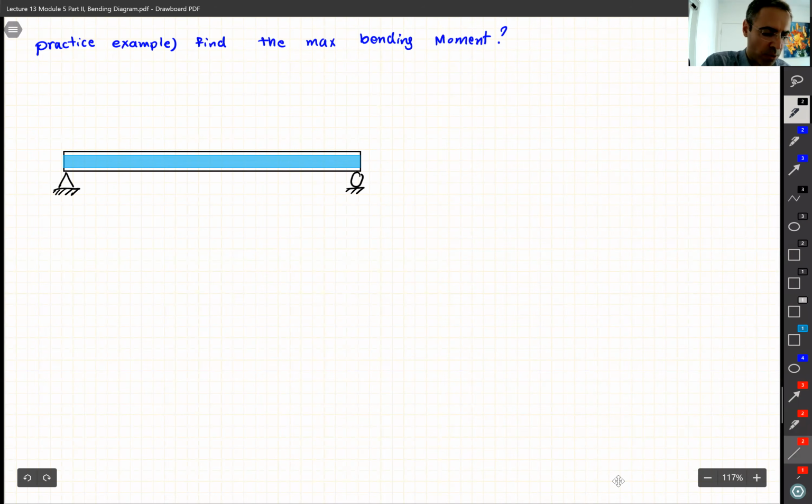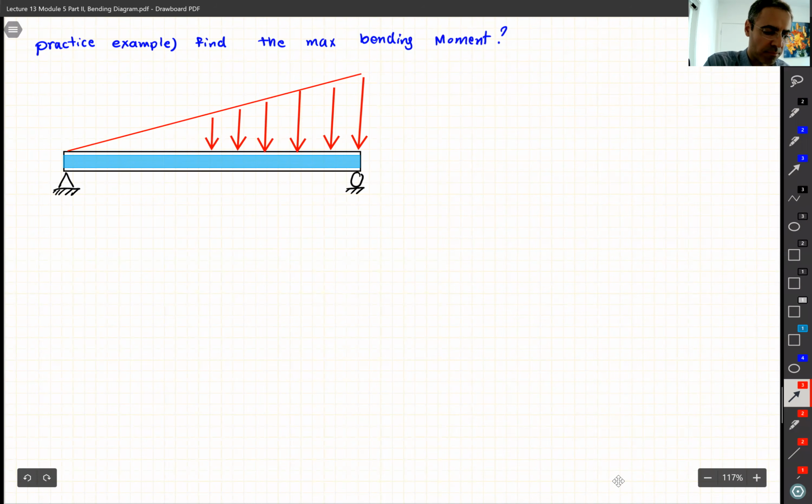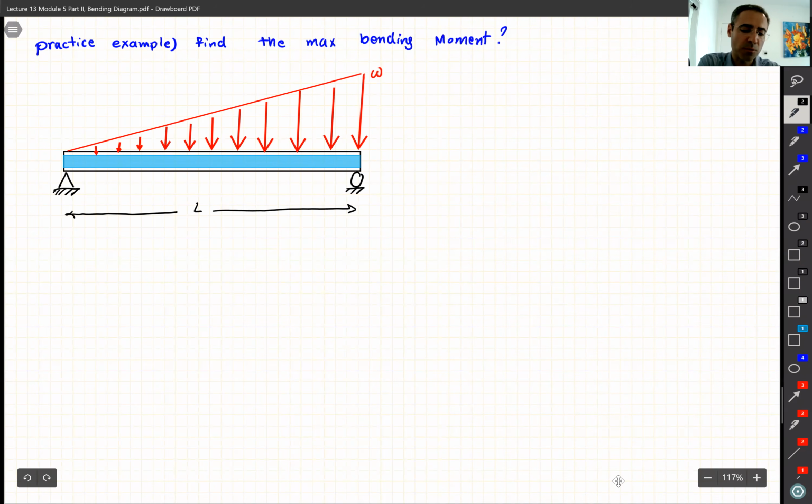And then our load this time is going to be a little complicated. It's going to be a triangle. Right? So this is this time W, and the length of this beam is L. Is it clear?